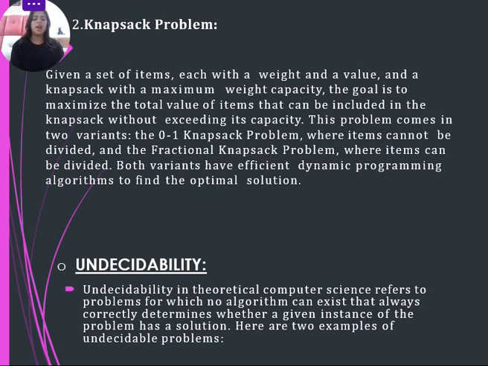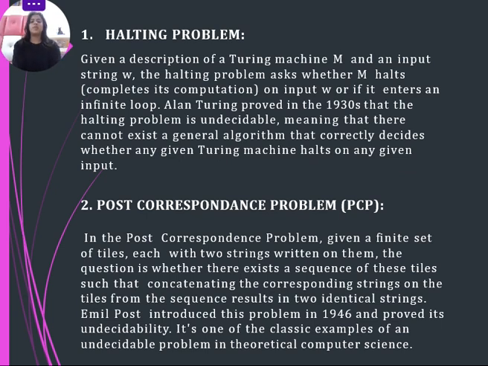The other one is undecidability. Undecidability in theoretical computer science refers to problems for which no algorithm can exist that always correctly determines whether a given instance of the problem has a solution. Here are two examples of undecidable problems. So, the first one is the halting problem.